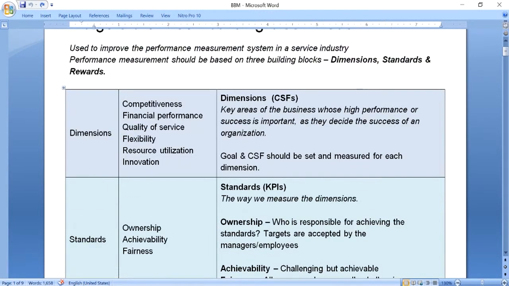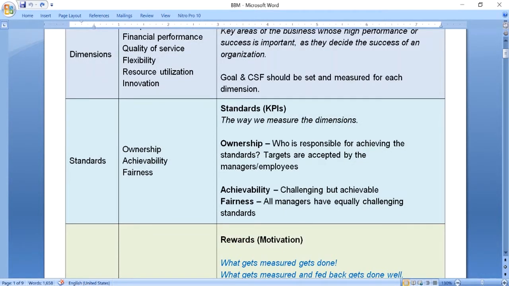Now, as per Fitzgerald and Moon building block model, the standards should be achievable. The people who are accepting the standard should work for it, and definitely the standard should be fair. So first of all, ownership means the people or the managers are accepting the standards. Now this can be achieved by participation. The employee should be allowed to participate in the target setting process, and if they can participate, it's more likely that they'll be motivated to actually take that challenge.